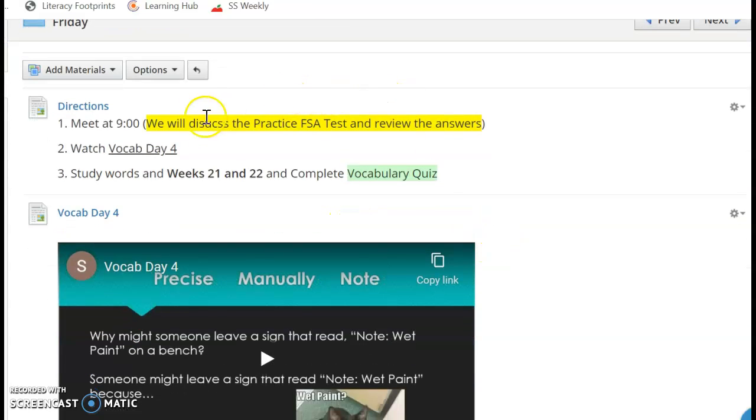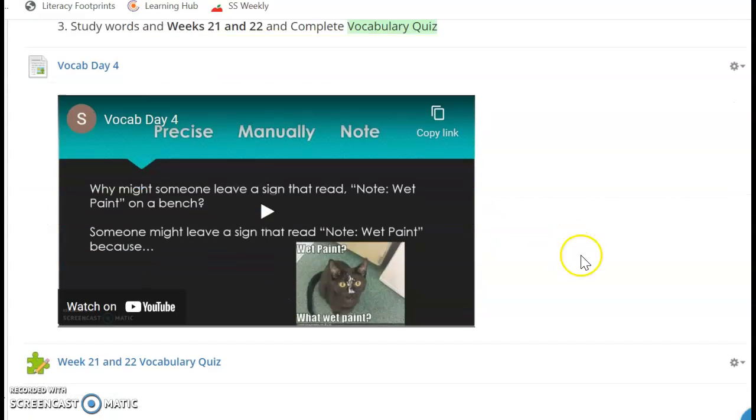Your only other assignment for today in reading is going to be to watch day 4 of vocab and then study your words from week 21 and week 22 and complete this vocabulary quiz. That's your week in reading.